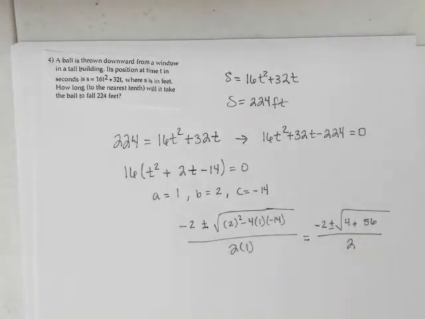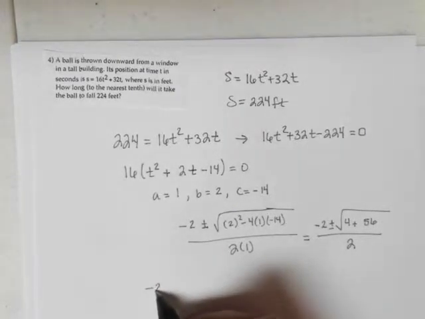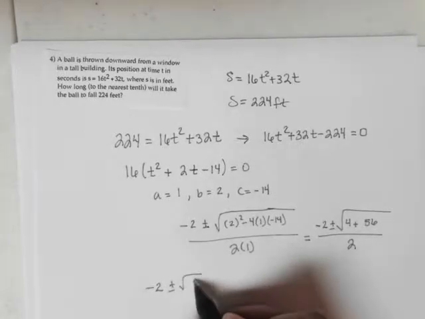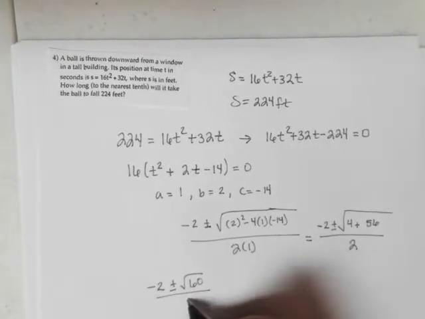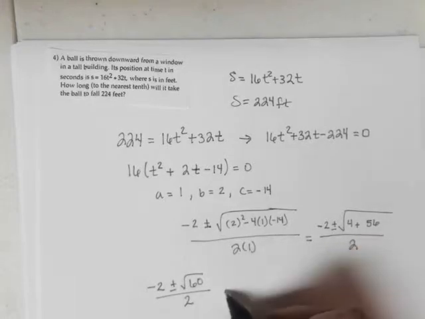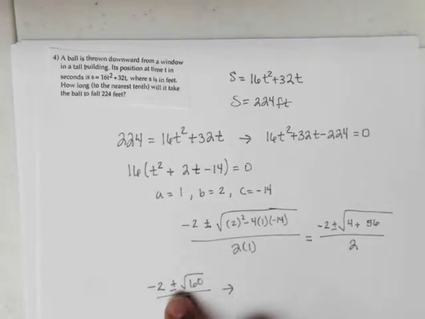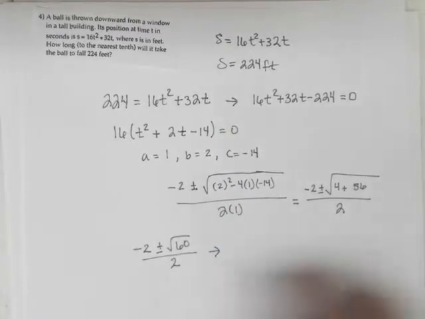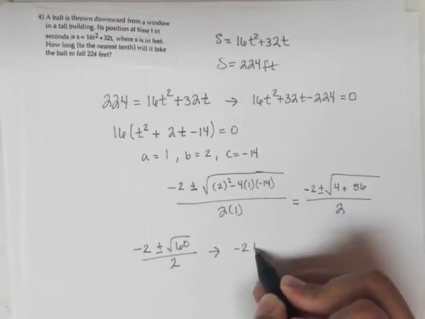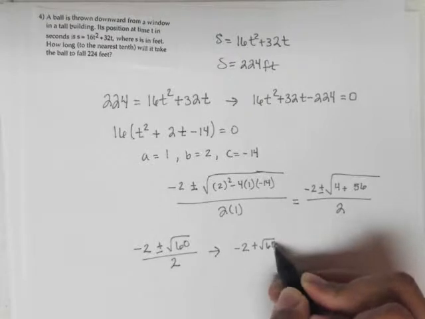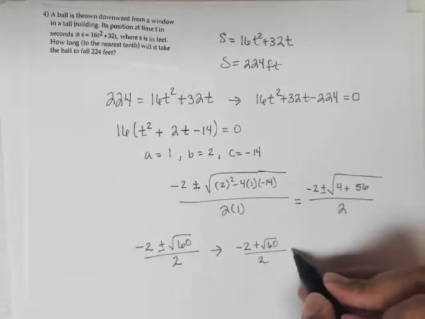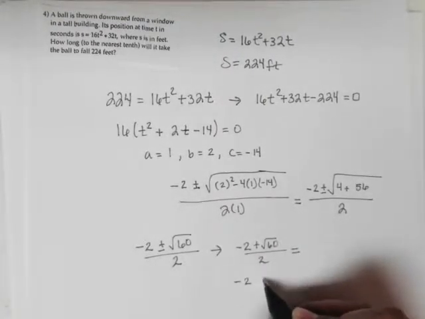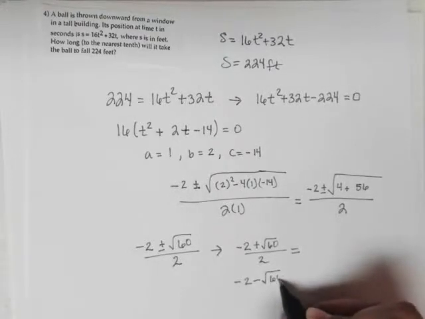So this right here is nothing that we really want to waste time trying to calculate. We can do the rest of this on the calculator. So we're going to get something that looks like this: negative 2 plus and minus the square root of 60, all divided by 2. So we've got to account for the two cases, and let's figure out what that one equals, and then what this one equals.